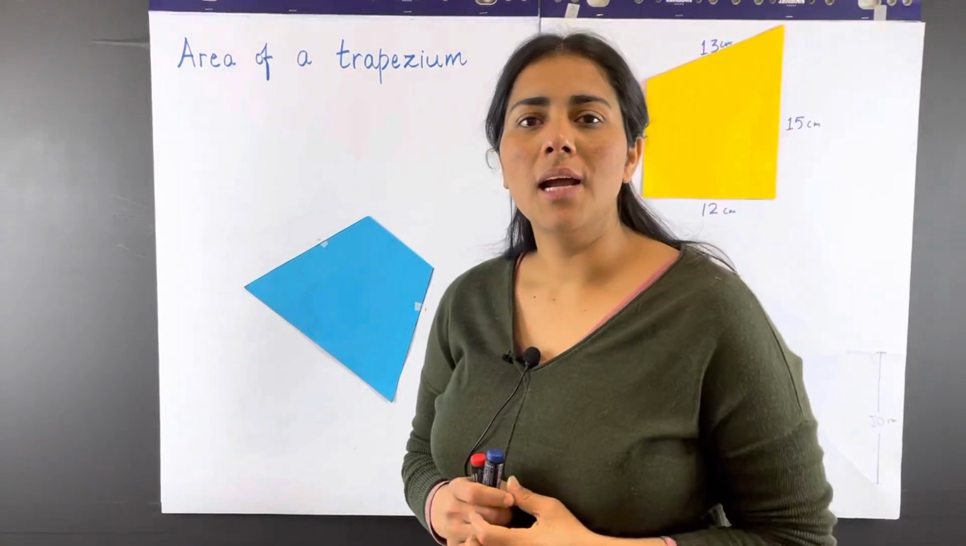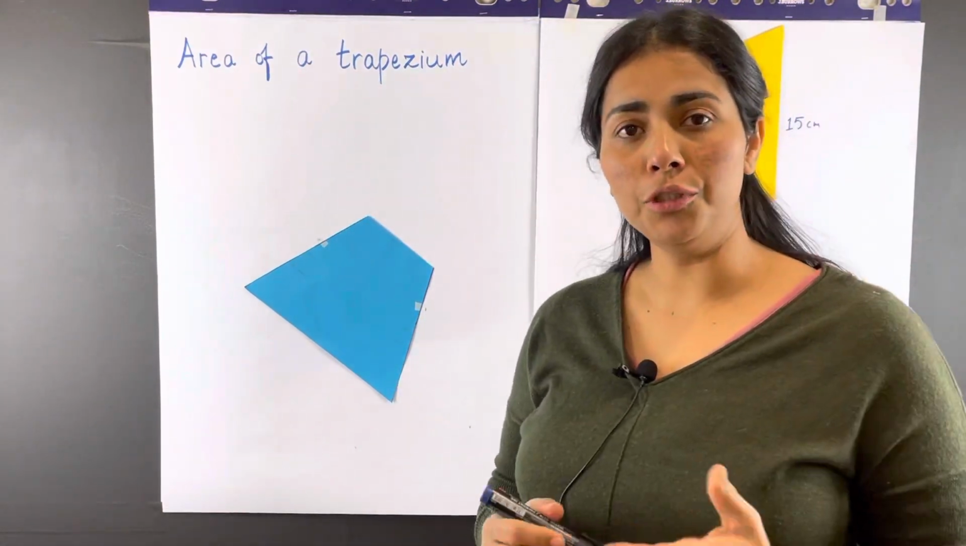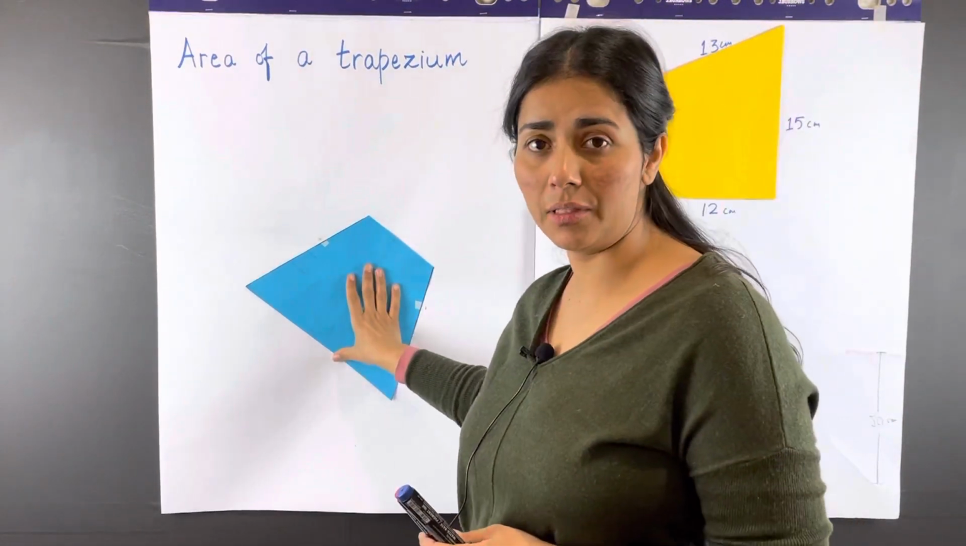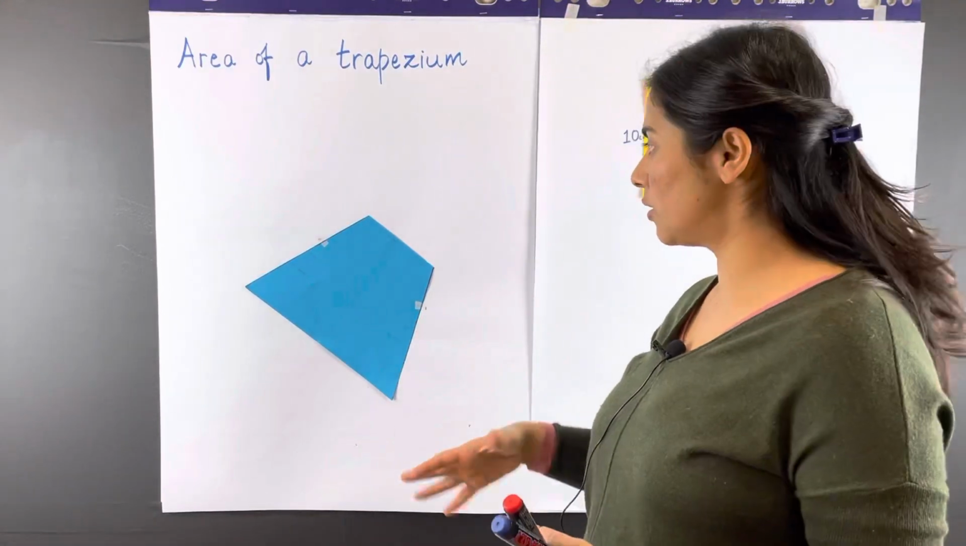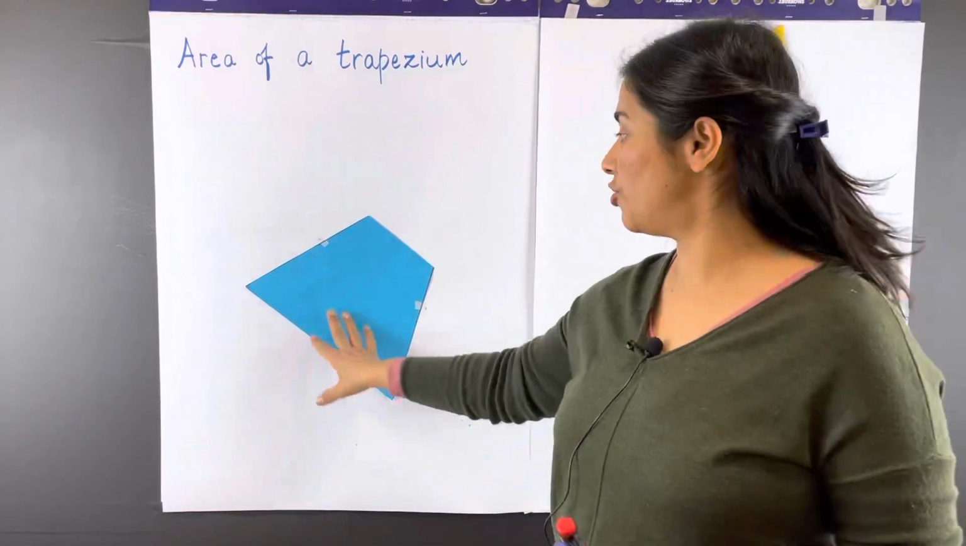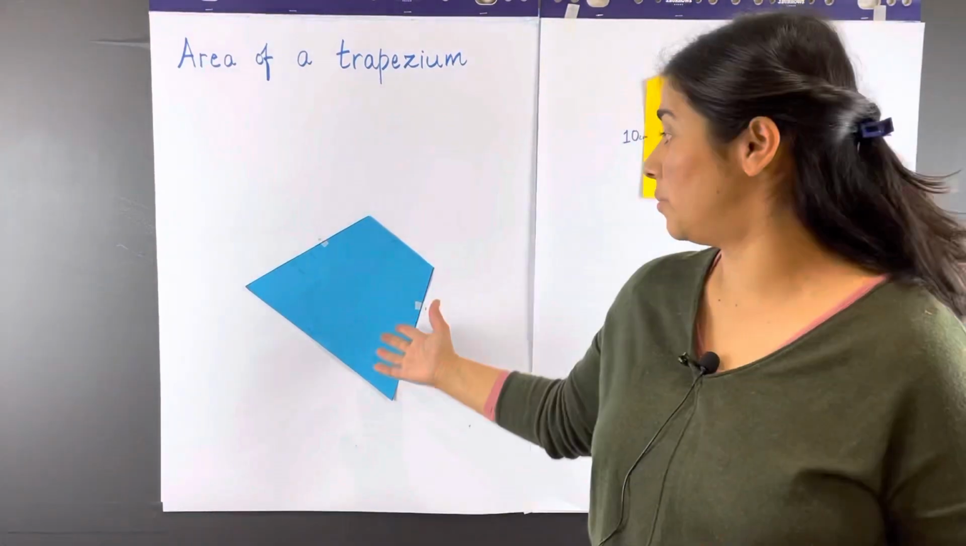Hello everybody, let's talk about the area of a trapezium. To be able to find the area of a trapezium, you need to know a key feature in a trapezium. That one thing, that one factor that enables us to identify a four-sided shape as a trapezium. And what is that one feature? What is that one key property of a trapezium?